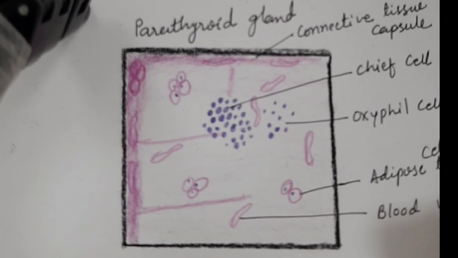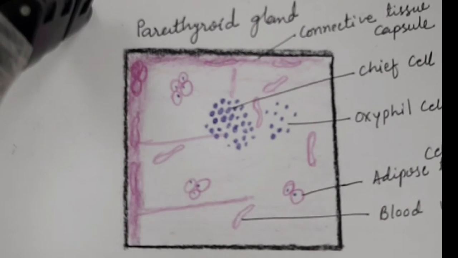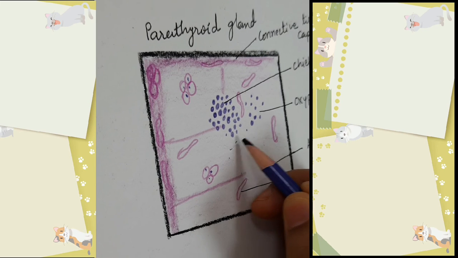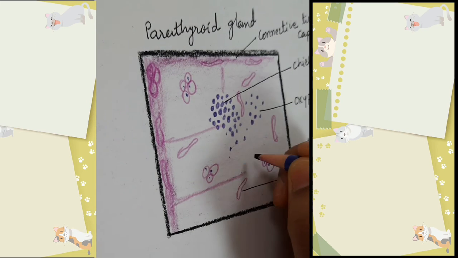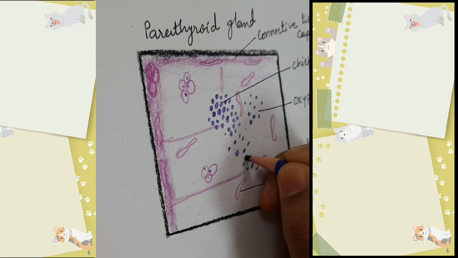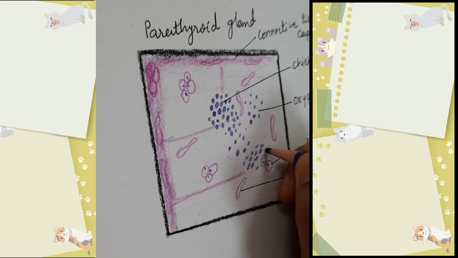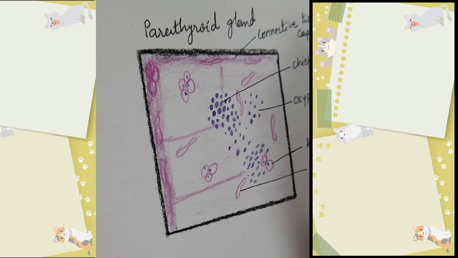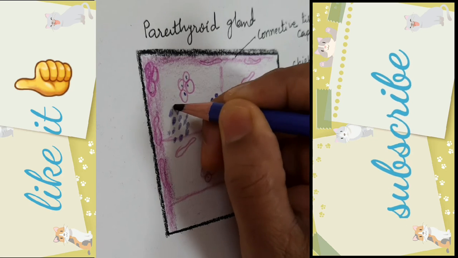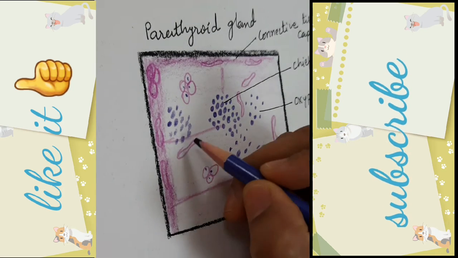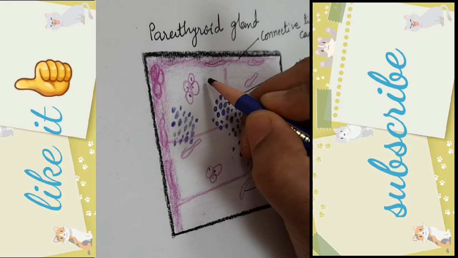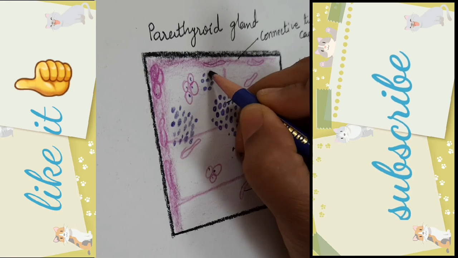So the chief cells are small in size. When the nuclei lie nearer to each other, those are the chief cells. When the nuclei are slightly separated from each other, those are the oxyphil cells. So oxyphil cells are larger in size than the chief cells. Cells are arranged in cords or clumps.